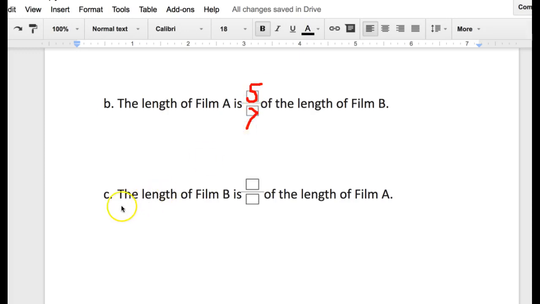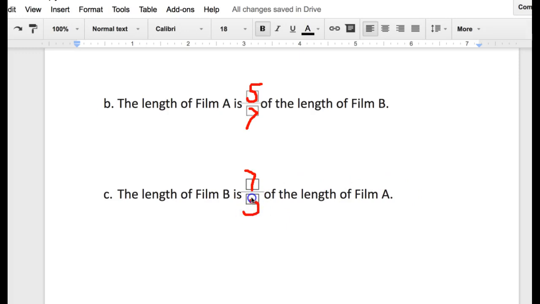So C says the length of film B is what fraction of the length of film A, or what ratio of the length of film A. So if film A was 5/7 when A was first, now all we're doing is switching this. So when we flip-flop it, we need to put the film B first, which was 7, and then film A, which was 5.